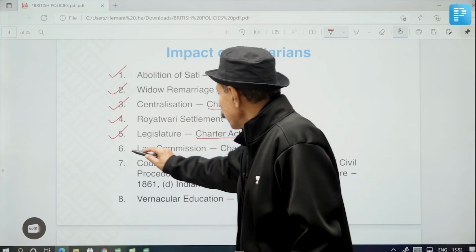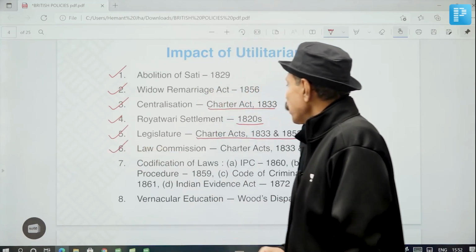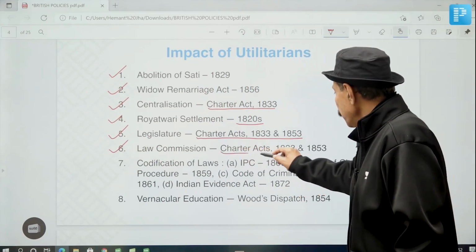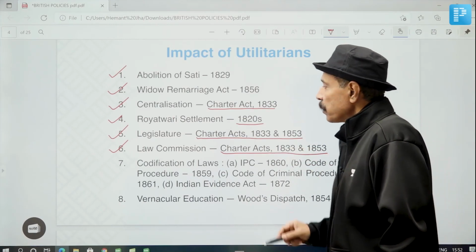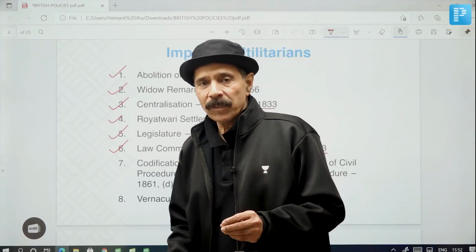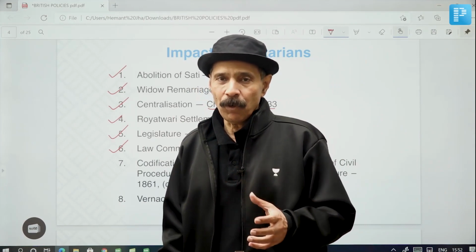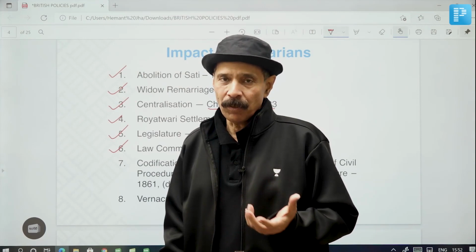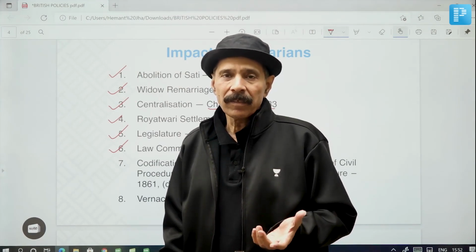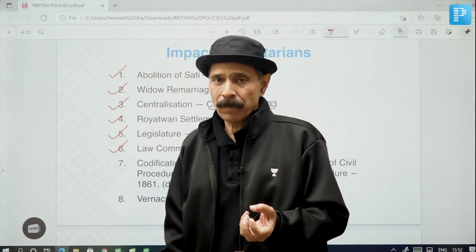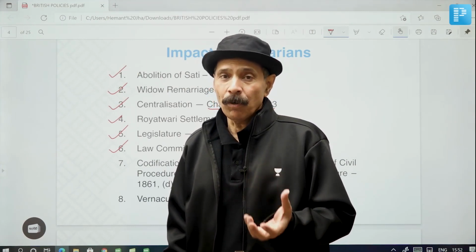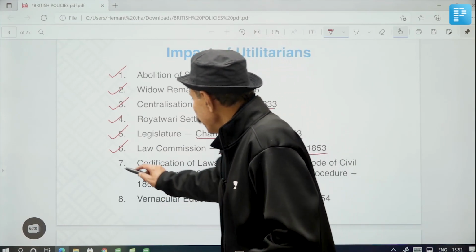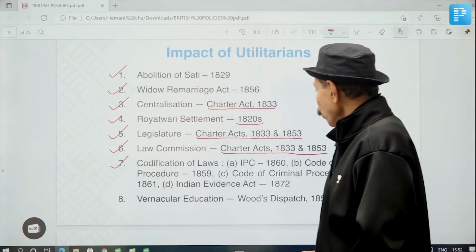Next one, Law Commission. There were provisions of Law Commission in the Charter Acts of 1833 and 1853. The function of the Law Commission was to prepare drafts of law, and thus began the process of codification of law. All the important law codes are important for your exam. Take a look. Number 7, codification of laws.